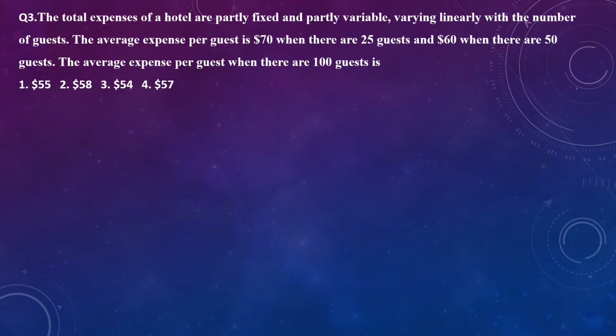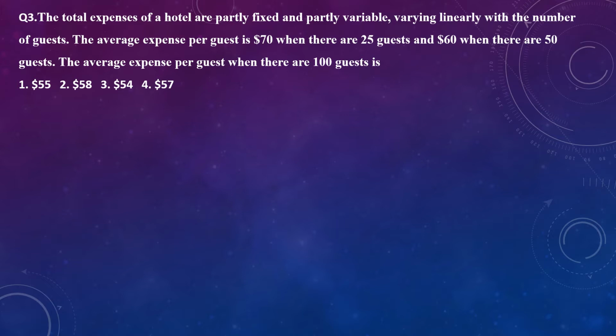And our question is: the total expenses of a hotel are partly fixed and partly variable, varying linearly with the number of guests. And the average expense per guest is $70 when there are 25 guests and $60 when there are 50 guests. The average expense per guest when there are 100 guests is option number 1 $55, 2 $58, 3 $54, and option number 4 $57.